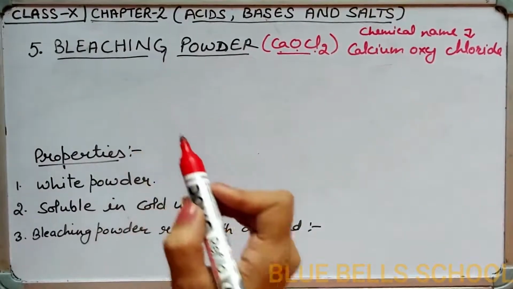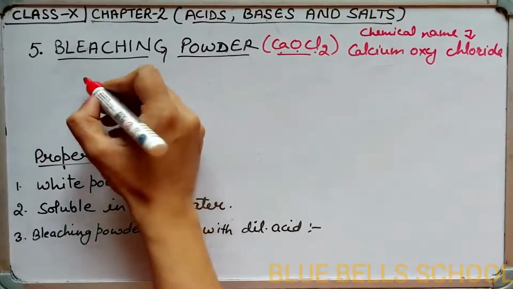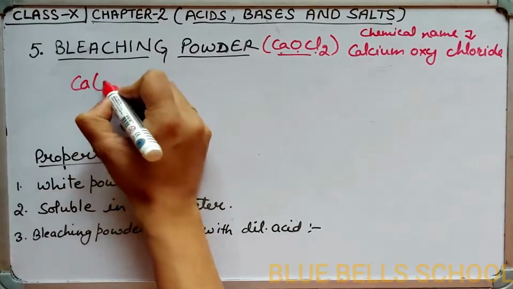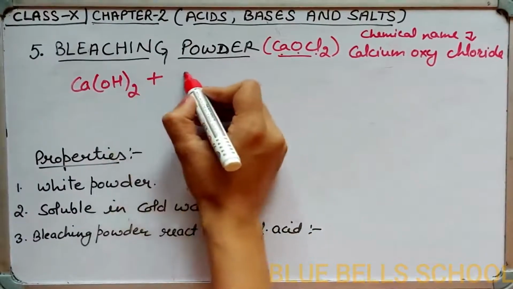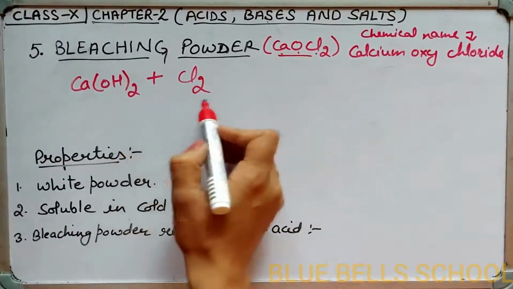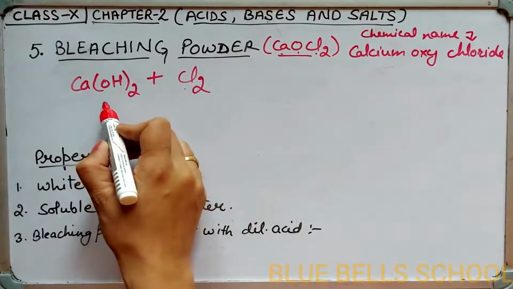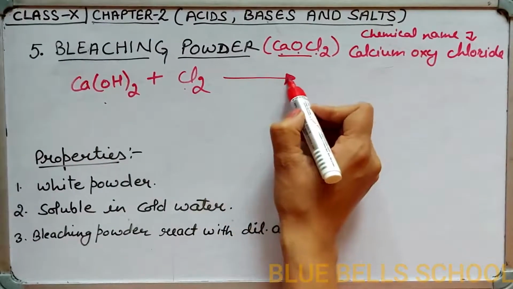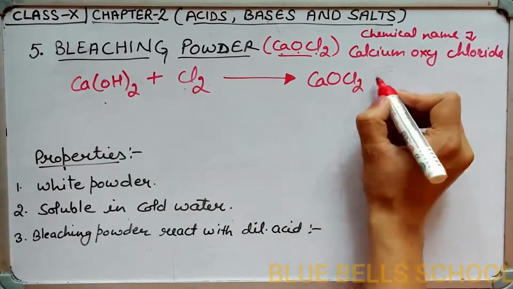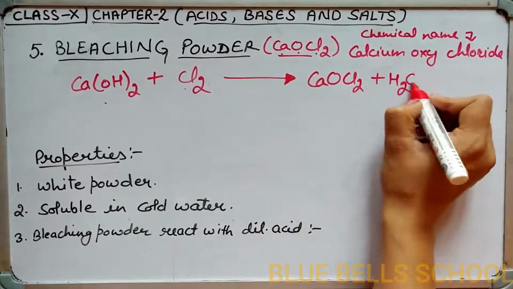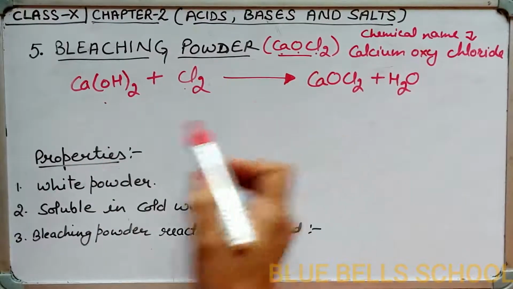Now how is bleaching powder prepared chemically? Bleaching powder is prepared when calcium hydroxide reacts with chlorine. We can say that when chlorine gas is passed through calcium hydroxide, it will produce calcium oxychloride plus water. In this way, bleaching powder is prepared chemically.